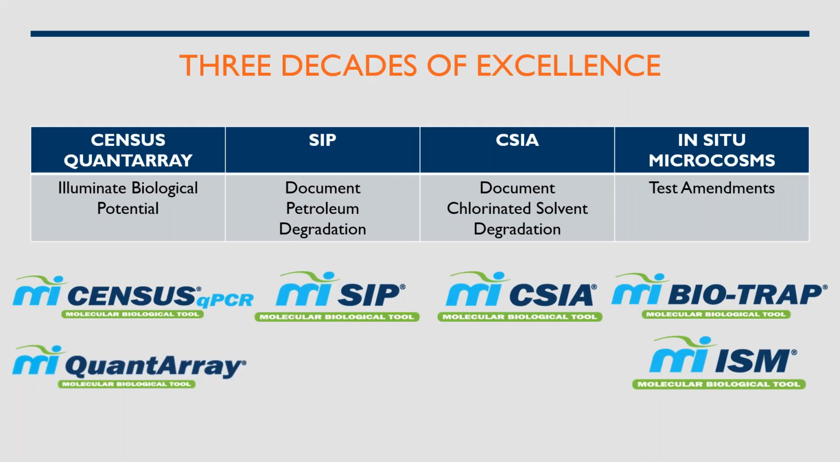So for example, if we want to know biological potential, we turn to qPCR or quant-array, where we're looking at many gene targets at once. Or if we want to prove contaminant degradation, we can turn to stable isotope probing if we're looking at petroleum hydrocarbons at a site. Stable isotope probing will give you a direct proof that a contaminant is being degraded and utilized for either growth or energy at a site. Or if you're dealing with a chlorinated solvent plume, you can turn to compound-specific isotope analysis. It's another great way to prove that degradation is actively occurring.